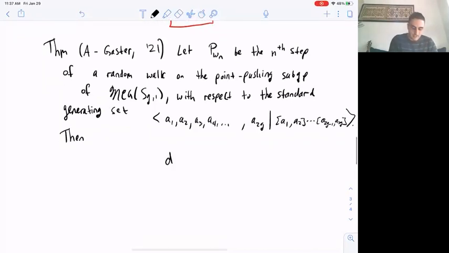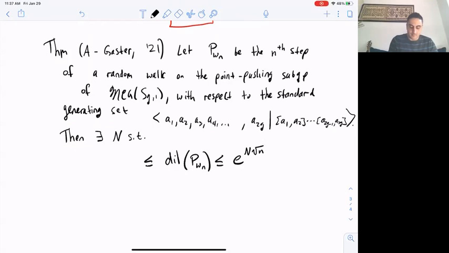The dilatation of this map, and again, I forgot to add in a clause, there exists some n so that, and then I have the bounds I'm about to write down. This dilatation is bounded above by e to the square root of little n, and below by e to the root little n over capital N.